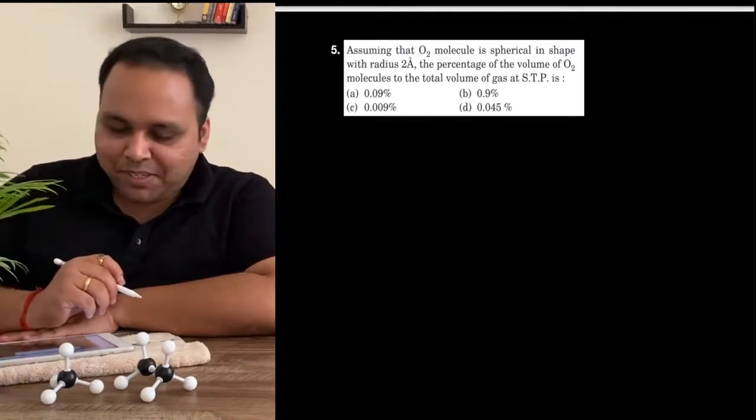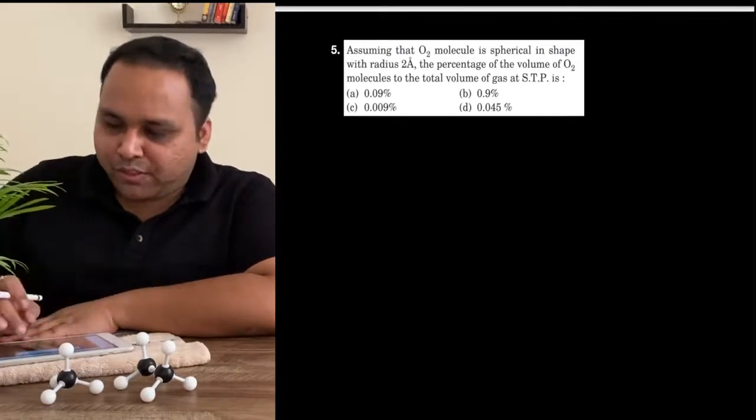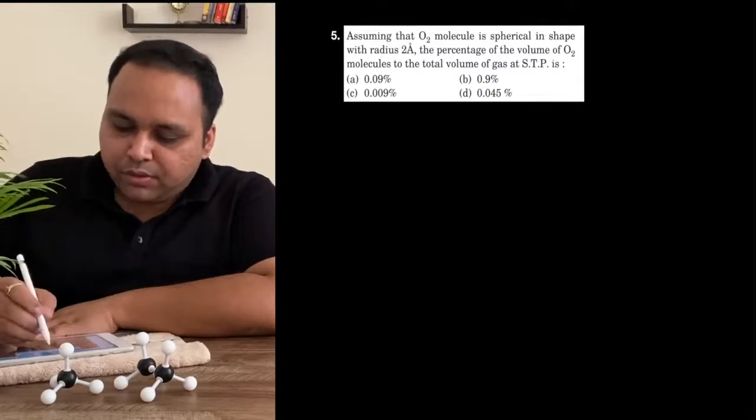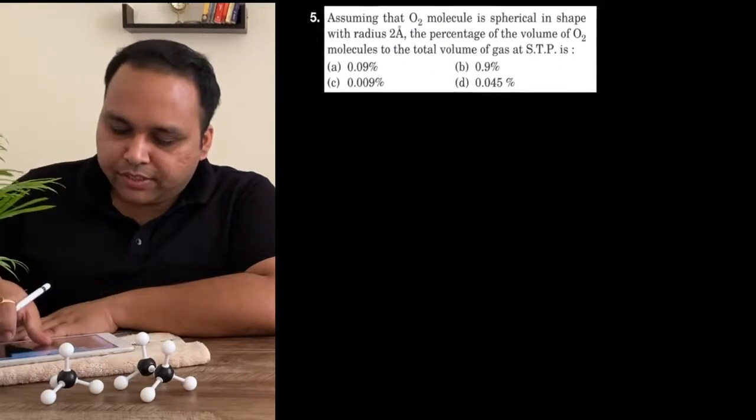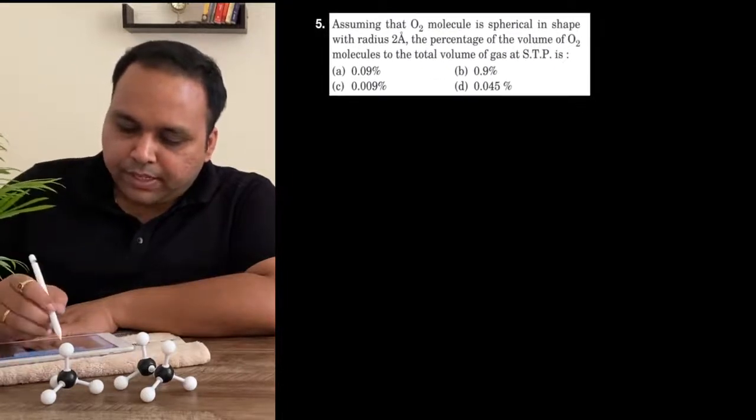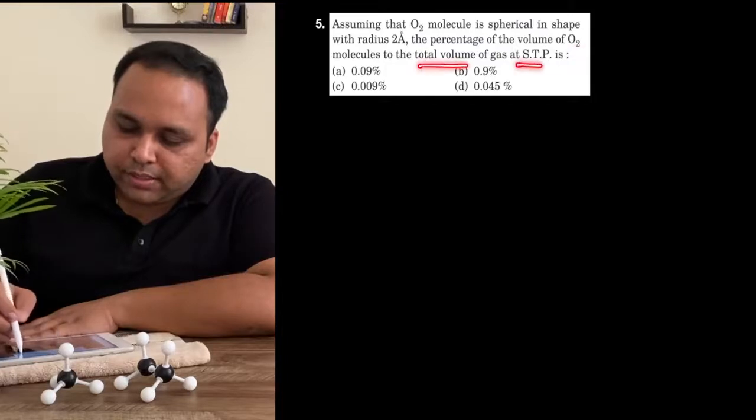So coming to the next question, the fifth question of our series. Assuming that the O2 molecule is spherical in shape with radius 2 angstrom, the percentage of the volume of O2 molecules to the volume of gas at STP is.